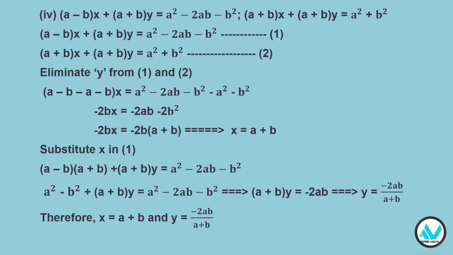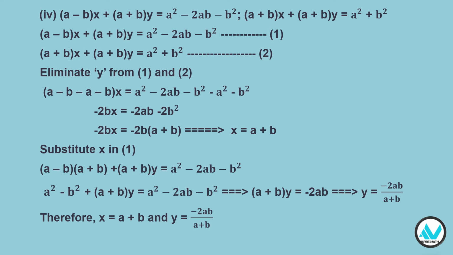Let's move on to the fourth question. A minus b into x plus a plus b into y equal to a square minus 2ab minus b square. And the second equation, a plus b into x plus a plus b into y equal to a square plus b square. Here I can use my elimination method because the coefficients of y are the same. Only thing, the signs are different. So let me subtract 2 throughout.